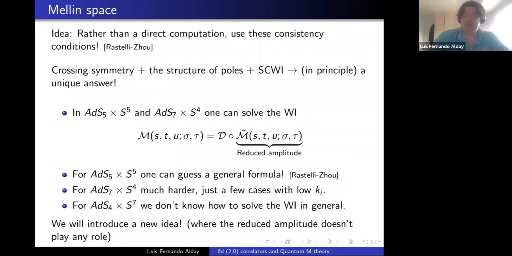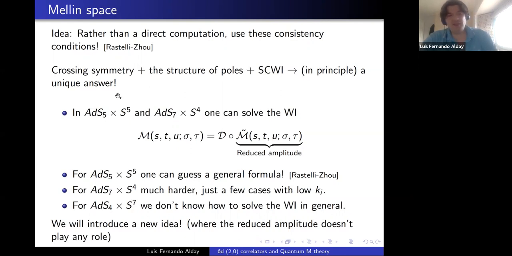Right. So here is the answer, but let me go slowly. An idea first implemented by Rastelli and Zhou is that rather than performing a direct computation, which as we have seen is very complicated, we try to use these three consistency conditions to fix the answer. And it turns out that crossing symmetry, together with the structure of the poles and the superconformal Ward identities, has been shown on a case-by-case basis to fix in principle a unique answer.